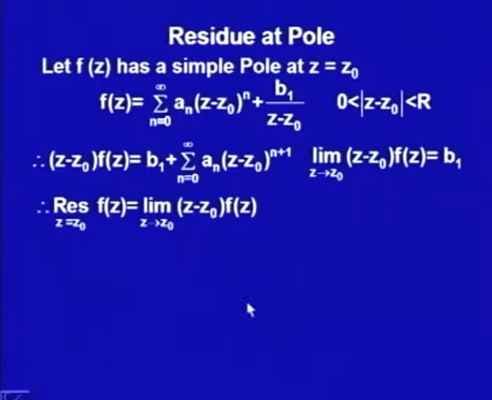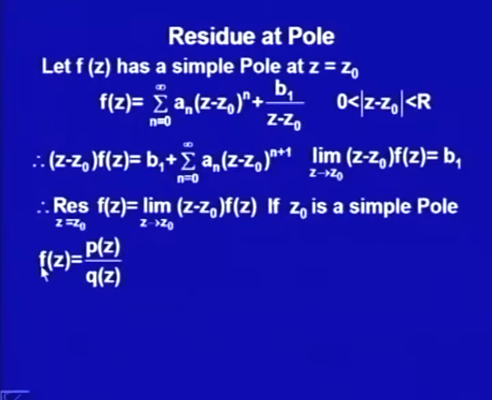Now, if it is a simple pole, we can have one more result. Suppose my f is of a rational form, that is f is a ratio of two functions p and q, then what will happen? If f z is p z upon q z, and p of z naught is not 0, that is z naught is not a 0 of p, but z naught is a 0 of q, and that 0 is a simple 0, then I do have a simple pole at z naught for f z.